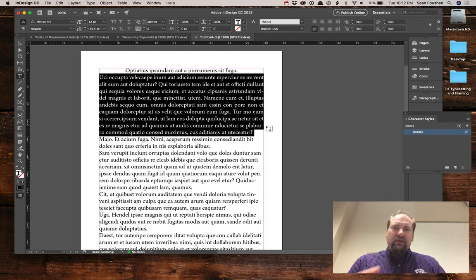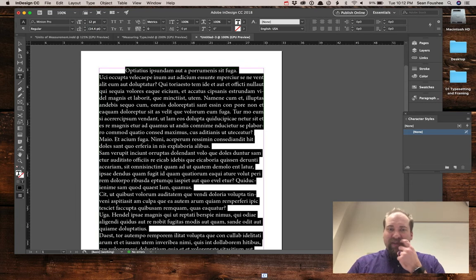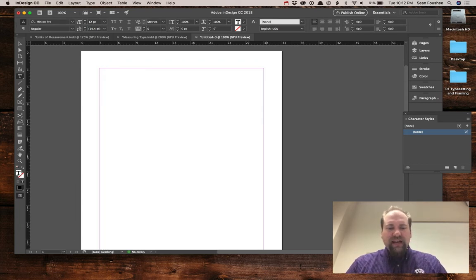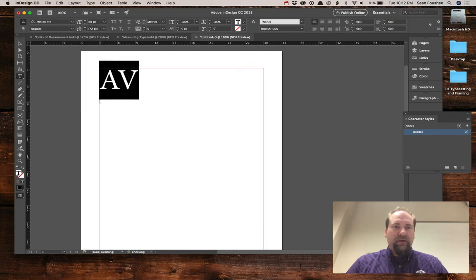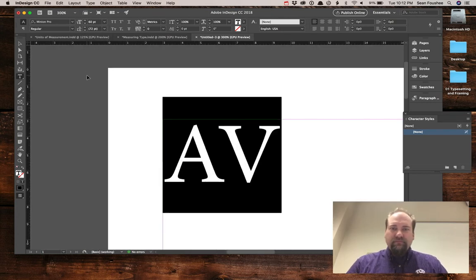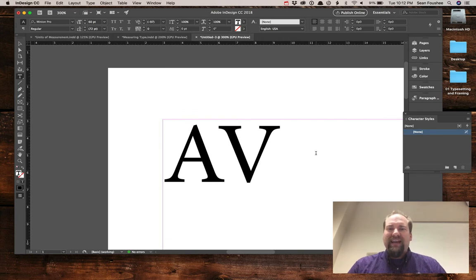But it's not just about alignment of text within a paragraph. It also is sometimes the alignment of individual characters within the text. So if I were to delete this, and say, hey, I want an A and a V here. Let me increase the size. That will make it even bigger than that. Okay, so here are two characters, an A and a V. And if you'll notice, there is horizontal space between these two characters.